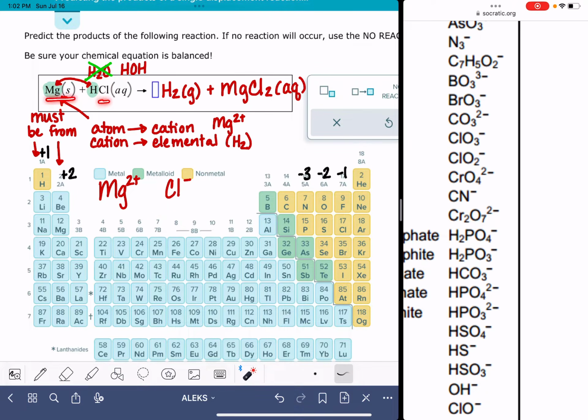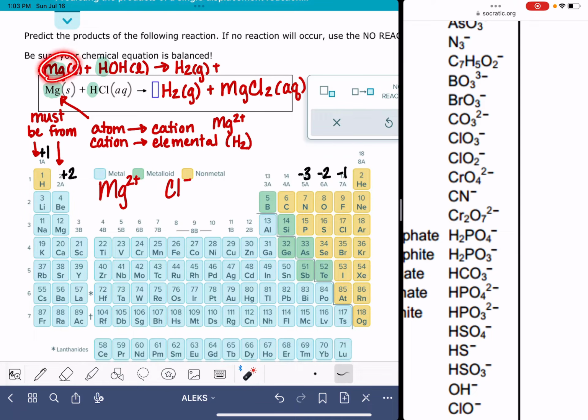Before I balance this equation, it isn't balanced, but before I balance it, let's do this same reaction pretending as if my other reactant was water instead of HCl. So you can see why the HOH notation is helpful. If I was doing this reaction with HOH, again, I would be swapping the magnesium for the hydrogen. The hydrogen, when it gets displaced, always turns into elemental H2, so that would give me H2 gas.